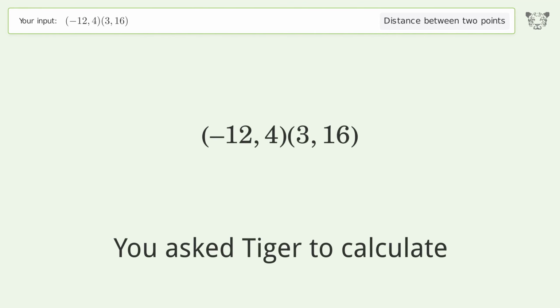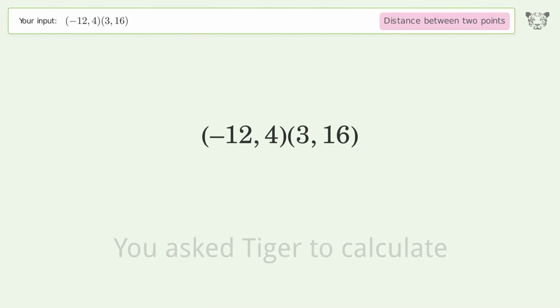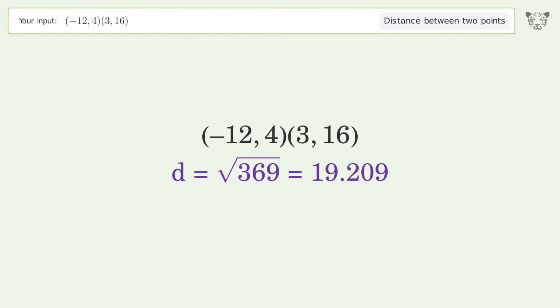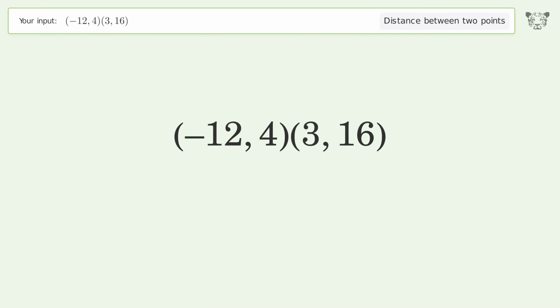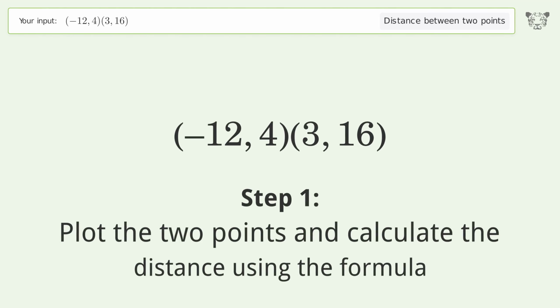You ask Tiger to calculate. This deals with the distance between 2 points. The distance between the 2 points is the square root of 369, or 19.209. Let's solve it step by step. Plot the 2 points and calculate the distance using the formula.